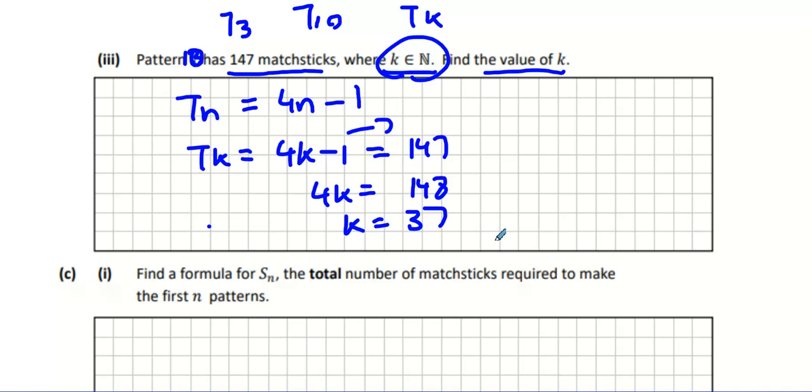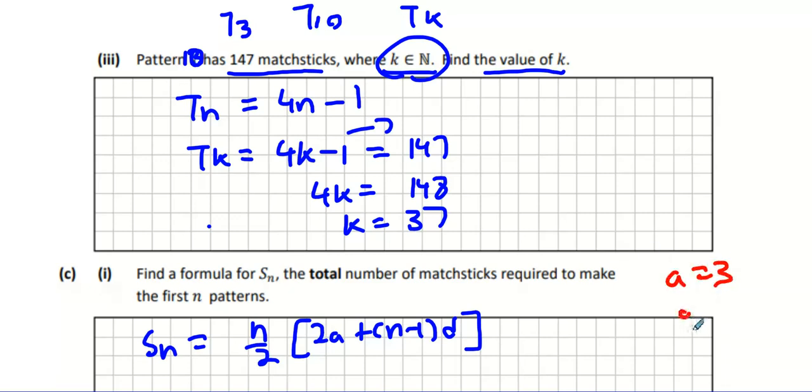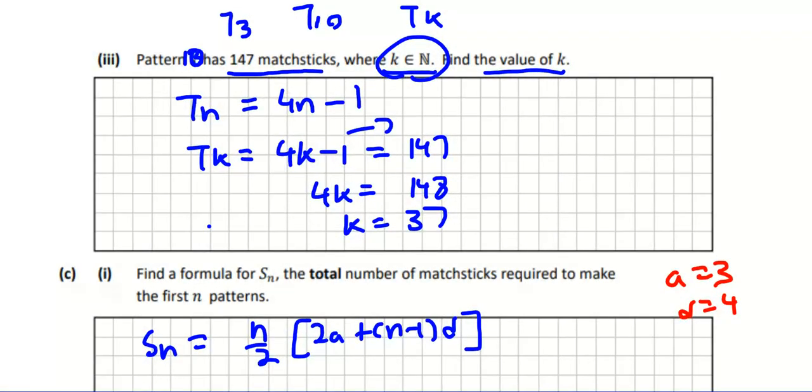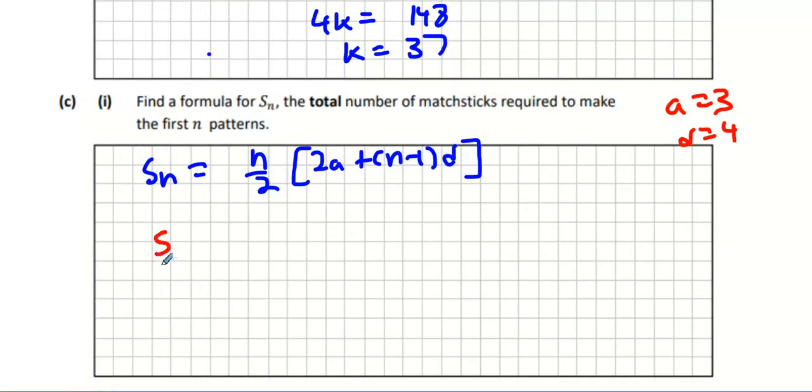Find the formula for Sn, the total number of matchsticks required to make the first n patterns. Well, this formula is readily available in your logs table. Here it is. We're going to make a list of numbers. We know that A is 3, and we know that D is 4. Let's double check that. T1 is 3, D is 4, absolutely. Now we're going to fill in this formula.